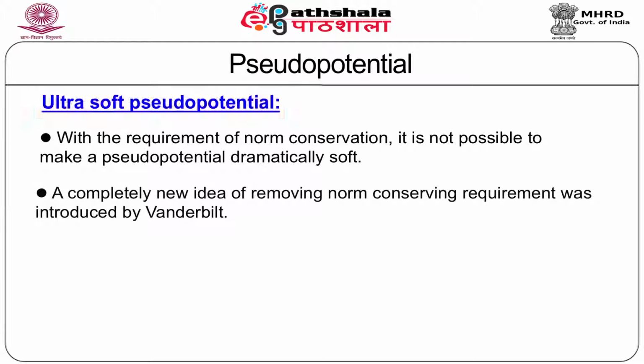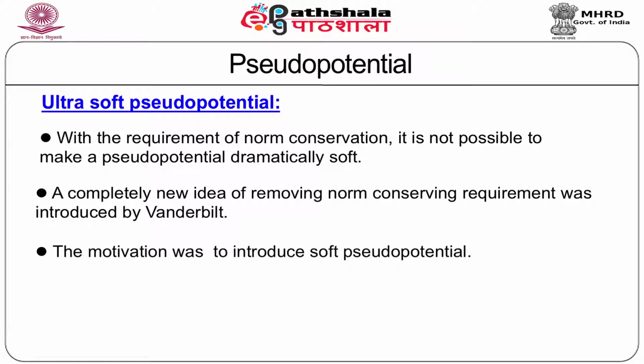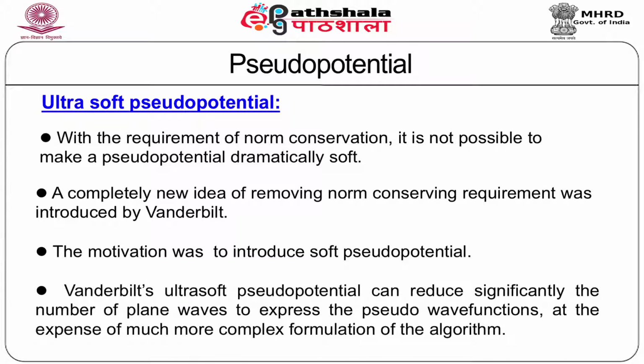A completely new idea of removing the norm-conserving requirement was introduced by Vanderbilt. The motivation was to introduce soft pseudopotentials, and Vanderbilt's ultra-soft pseudopotential can reduce significantly the number of plane waves to express the pseudo-wave functions, at the expense of a much more complex formulation of the algorithm.